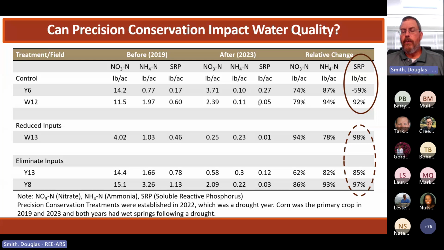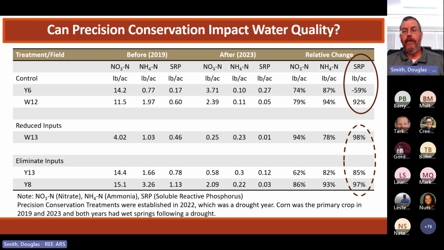Where we reduced inputs, we did have 2 fields, but only one of those fields had water quality monitoring on the field. So in that field, we reduced the amount of phosphorus loss by about 98%. In the 2 fields where we eliminated inputs from zone D, we reduced phosphorus loss by about 85 to 97% in this transition.